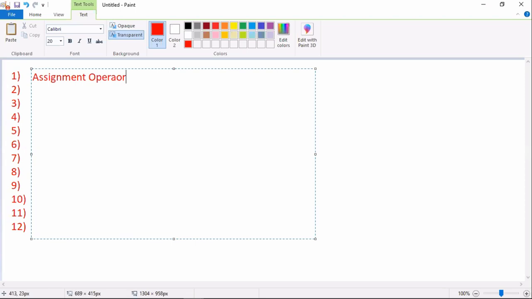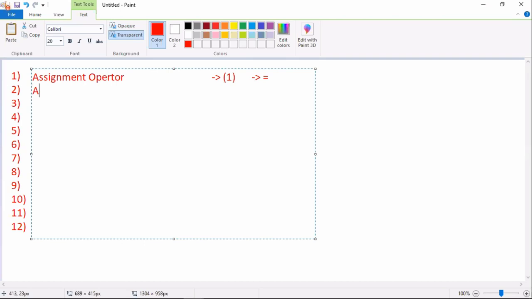the assignment operator. Without the assignment operation you cannot do anything, right? Assignment operator, how many are there? One. What is that? It is equal. Single equal.